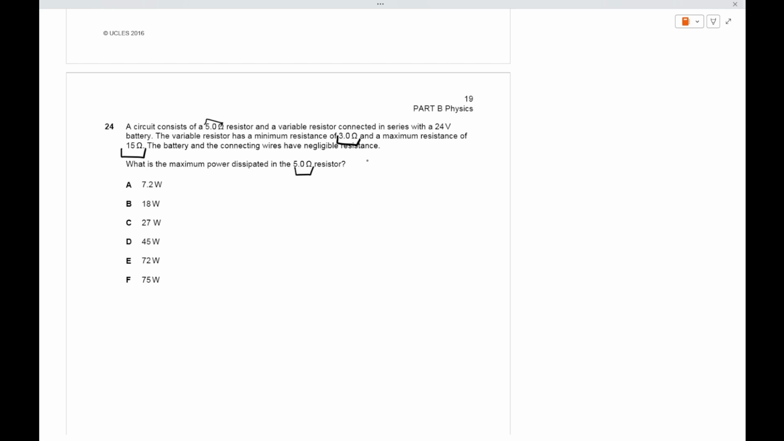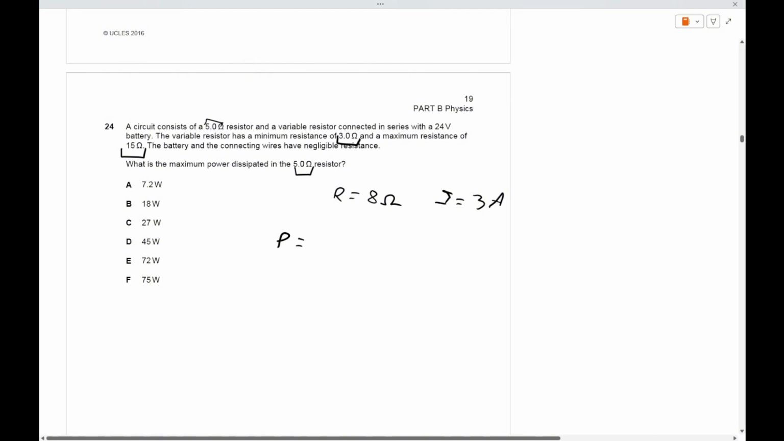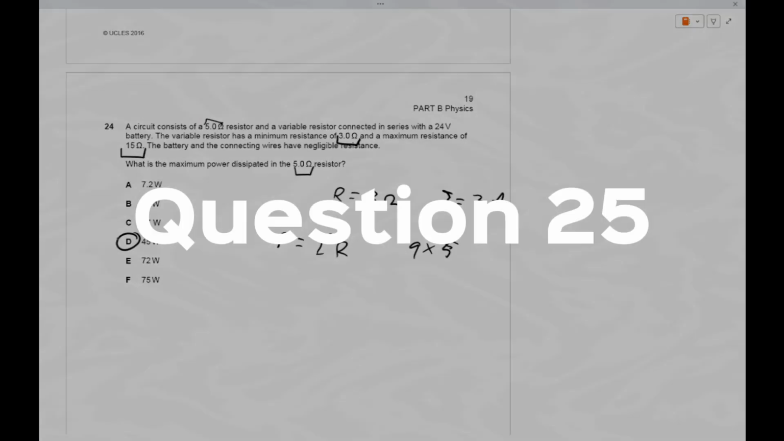In that case, the total resistance is going to be 5 plus 3, so 8 ohms. We know that I, the current, is going to be equal to 24 divided by 8, which is 3. Then we need to find out the power, and we all know that the power is equal to I squared times R. In that case, we have 3 squared, 9, times 5, which is equal to 45.